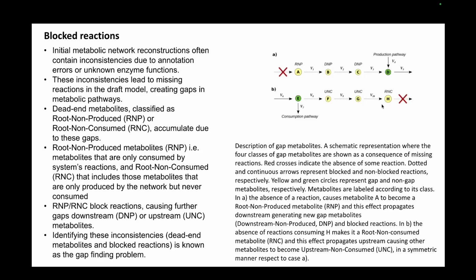Root non-produced is where the system is not producing that compound, but it is still involved in the system. The other is root non-consumed, where the system is not consuming that particular compound, but it is producing it. So they are divided into RNC and RNP. These RNP and RNC blocked reactions cause further gaps downstream or upstream. Those downstream are known as DNP and upstream UNC. And identifying these inconsistencies, which are these dead-end metabolites, is known as the gap-finding problem.